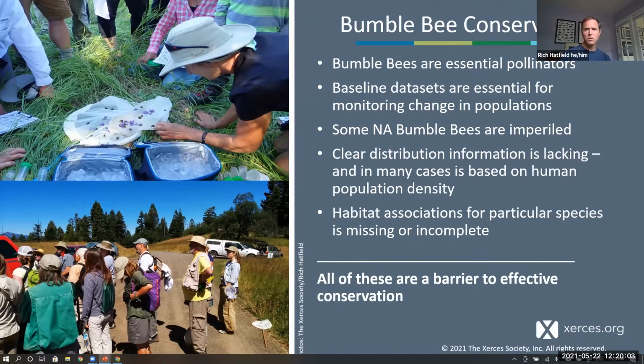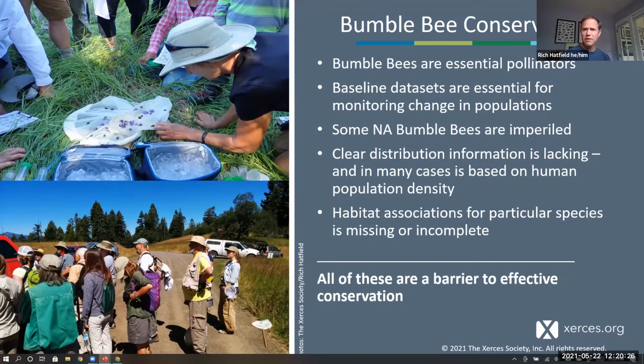Significantly, over the last 20 years, the distribution information that we have maps human population density. So it's largely just mapping human populations. And that's great. It's good to know how bumblebees are doing in cities and towns and along roadsides. But more importantly, we need to know how these animals are doing in our wild landscapes. And so we're hoping to gather more information about that.